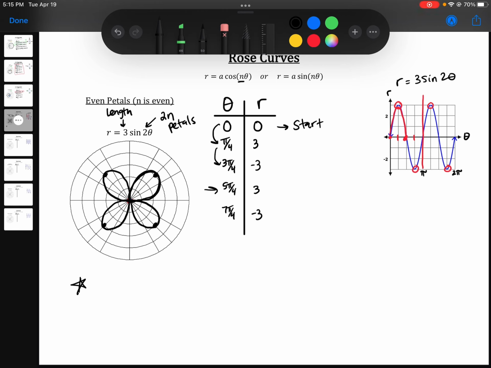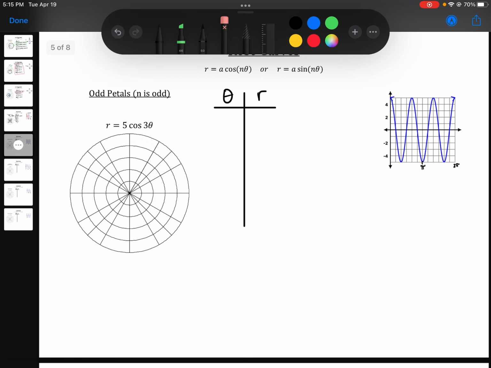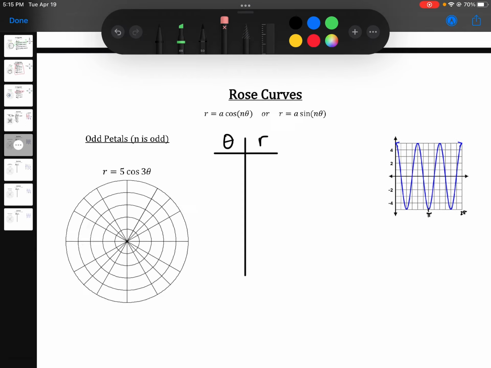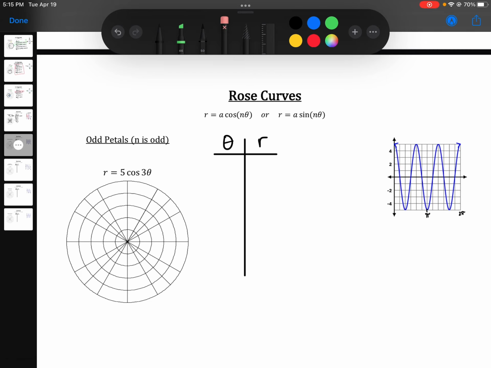So notice if you go back to my general equation I wrote up here, the n is the number in front of theta. Okay, so that will always happen. Length will always be the first value. The number of petals will be right there. We're going to talk about where to start after I show the next one. We're going to do the cosine one, and then I'll talk about how you can tell where these start every time without having to draw the reference graph.